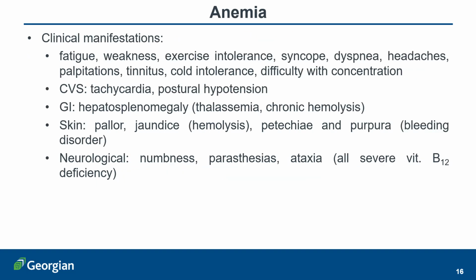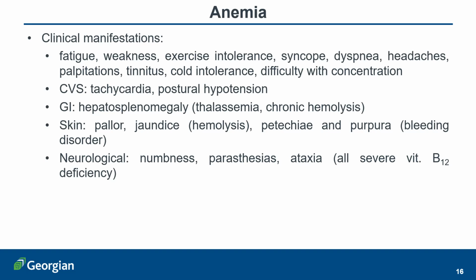What are the clinical manifestations of anemia? Well, the clinical manifestations are rather non-specific. So trying to distinguish the various forms of anemia just based upon the clinical manifestations is not possible, although they are general in nature. So what are the clinical manifestations? Fatigue, weakness, exercise intolerance, syncope or the feeling of dizziness, dyspnea, headaches, palpitation, tinnitus or ringing in the ears, cold intolerance, and overall difficulty with mentation, or just thinking or concentration.